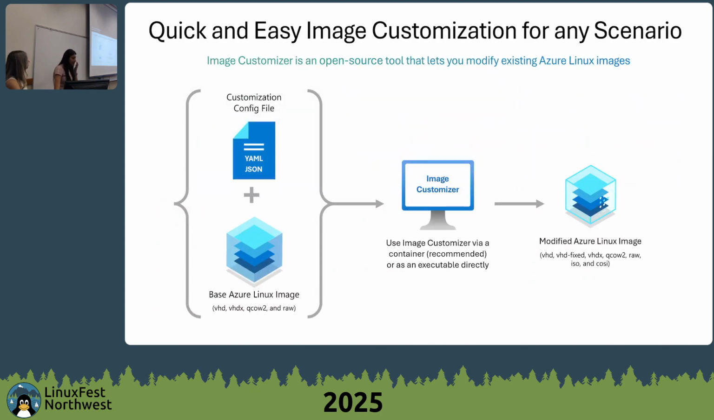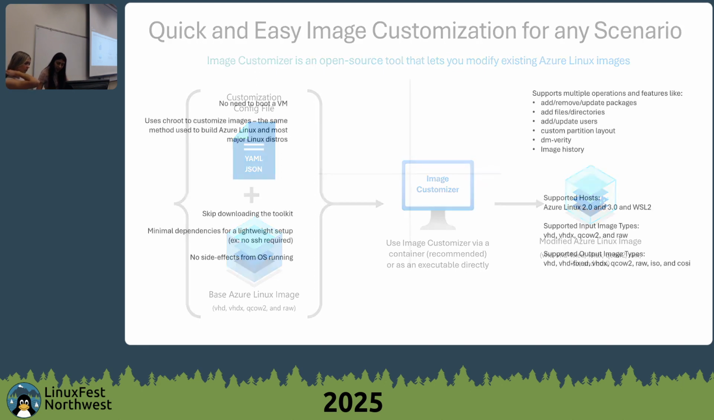So next, this is something called the image customizer. This is an open source tool for modifying Azure Linux images using YAML or JSON. And it supports various image formats. It can be used via a container or an executable. And then it has integration with existing tooling, like containerd, Kata, I think that's on the next slide.